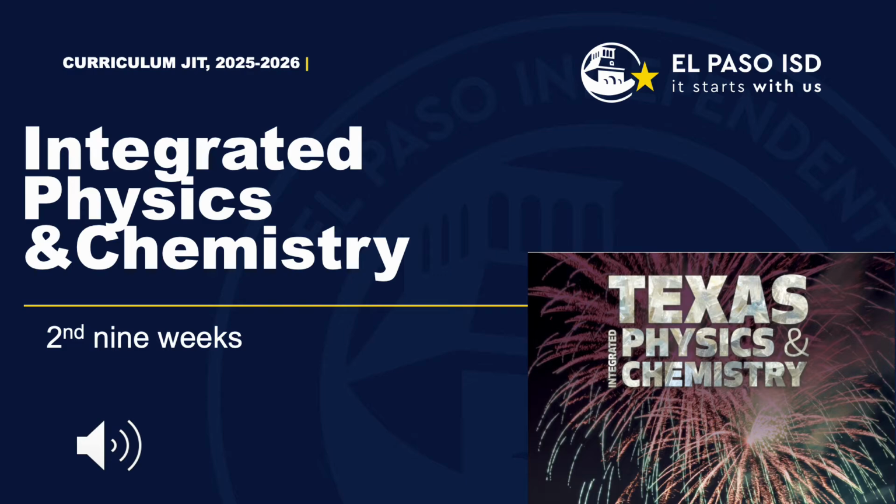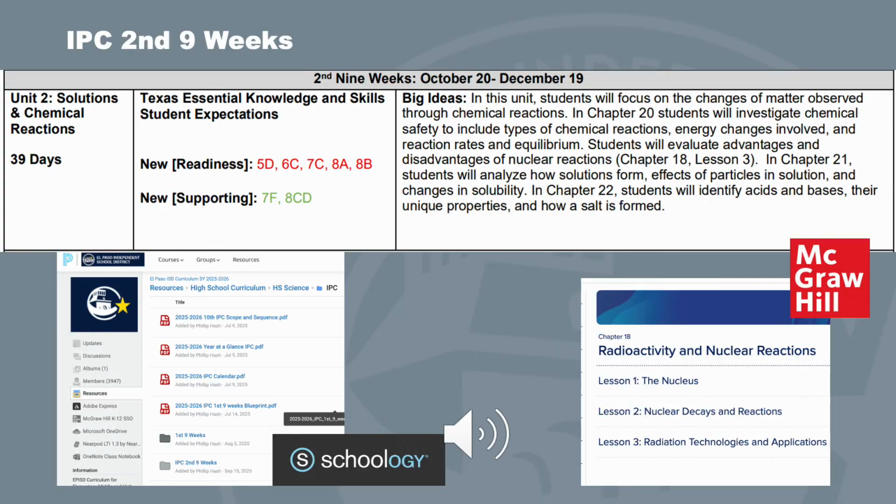In this semester we will be working with Unit 2 with IPC. You'll focus on solutions and chemical equations. You'll cover Chapter 18, Chapter 20, 21, and 22. In this next unit, you're going to focus again on chemical reactions and solutions. Notice that 5D, TEKS, had been added to this section as well, so you will need to cover nuclear fission. You will have 39 days to complete this unit.